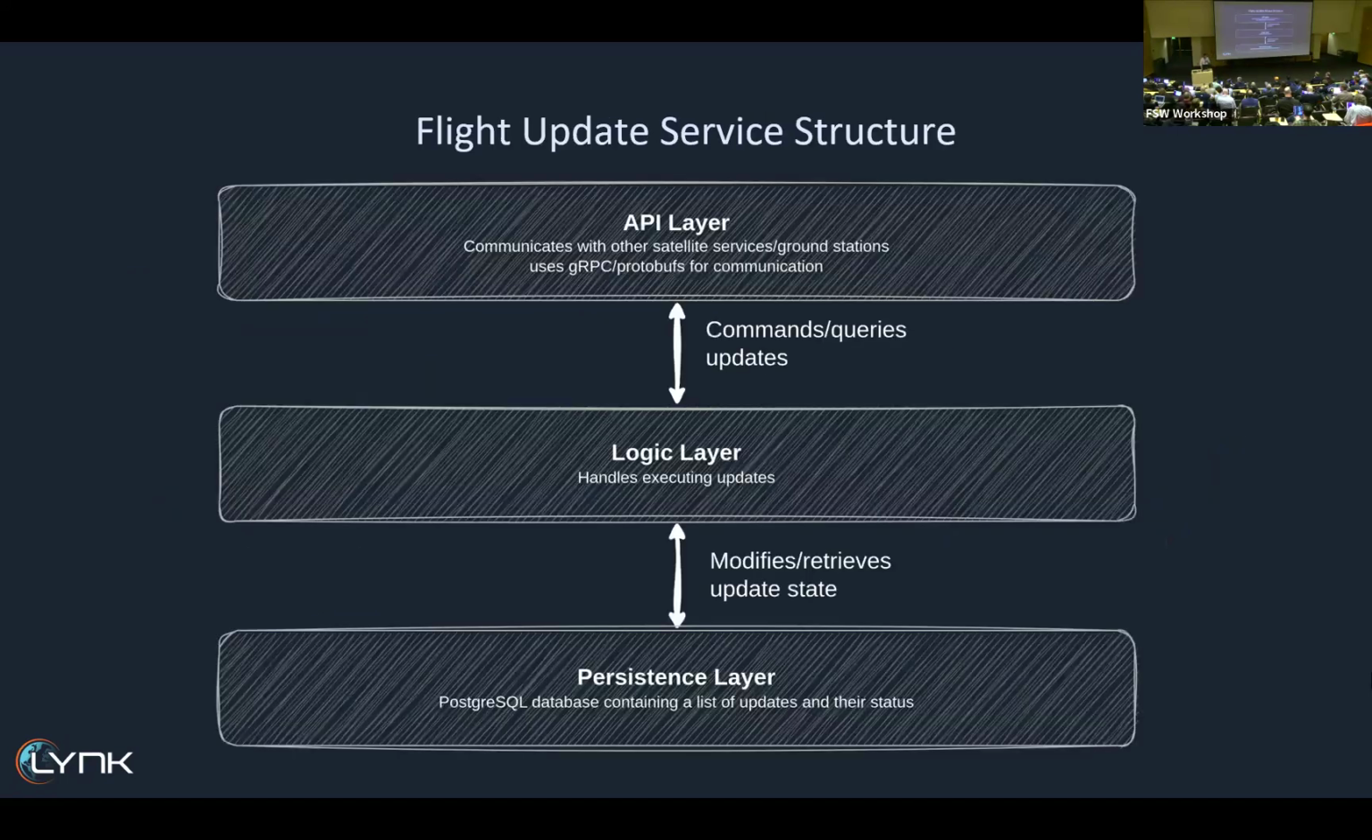So, just laying out what the structure looks like. It's a very simple program with three layers. You have an API layer that communicates with the other systems on the spacecraft and with the operators on the ground. You have a logic layer, which is the actual business logic of the system that handles executing the updates. You have a persistence layer, which is tracking the updates, tracking their status, and all the details about it.